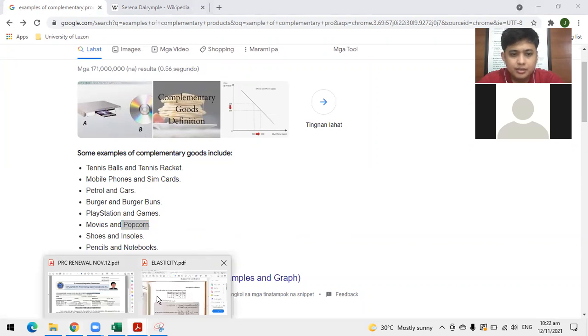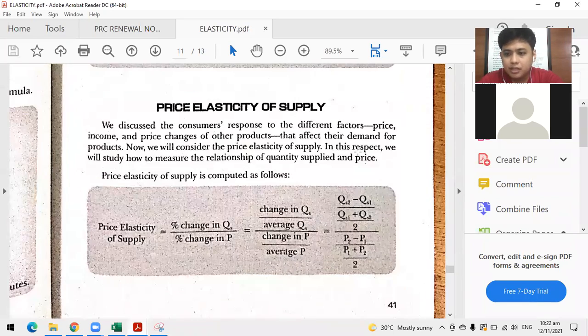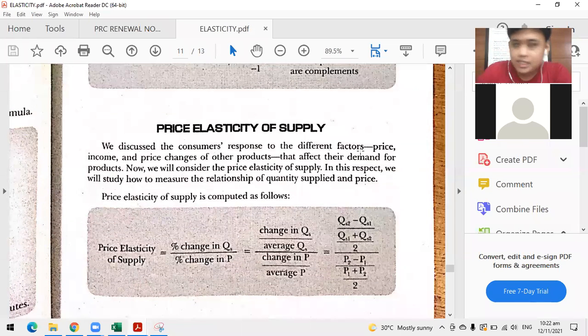Tingnan tayo dito sa cross elasticity of demand. Okay. Next, for the last item, we have the price elasticity of supply. Last na po ito. Napaka-simple lang nito. If okay na tayo sa demand, okay na tayo sa cross elasticity and the income, pinakamadali yung supply.